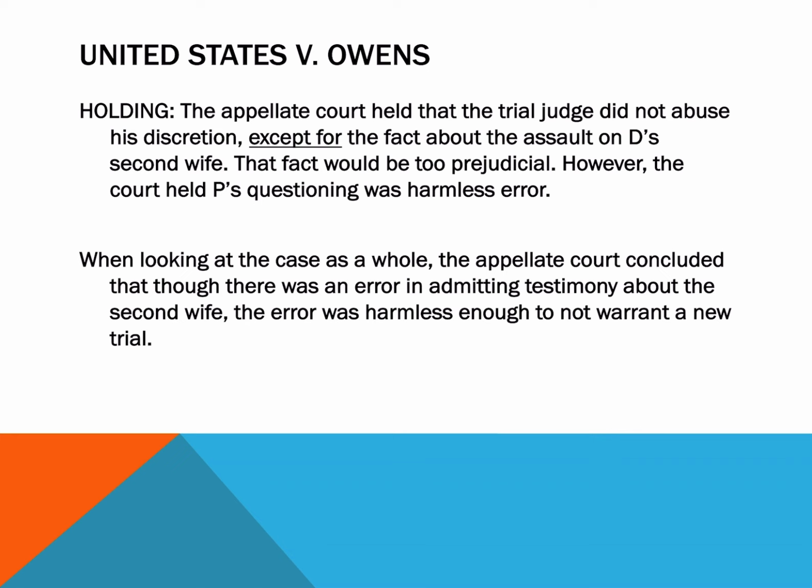This court held that the trial judge did not abuse his discretion, except for the fact about the assault on the defendant's second wife. That fact they felt was too prejudicial. However, the court held that this questioning, though it was an error, was harmless. And so when looking at the case as a whole, the appellate court concluded that, though there was an error in admitting that testimony about the second wife, the error was harmless enough to not warrant a new trial.